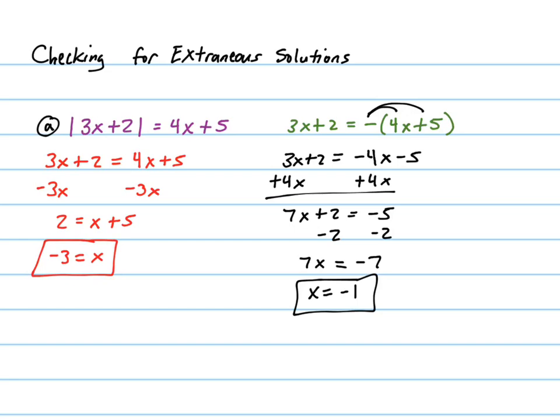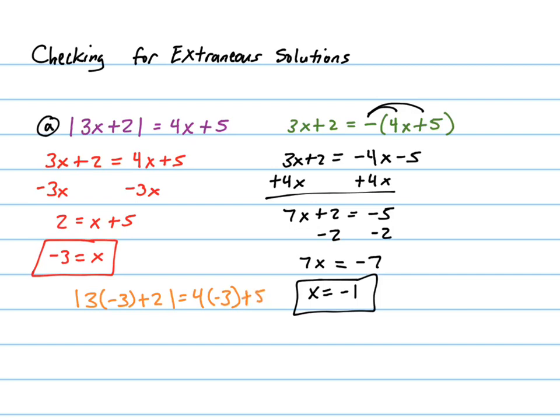Now here's the part where we figure out if we have an extraneous solution. We're going to plug this back in and test. So let's go ahead and test and see what we have. We'll do the test in orange. We'll start with the negative 3 first. So we've got the absolute value of 3 times negative 3 plus 2 equals 4 times negative 3 plus 5.